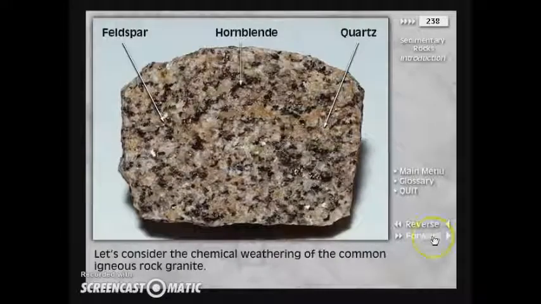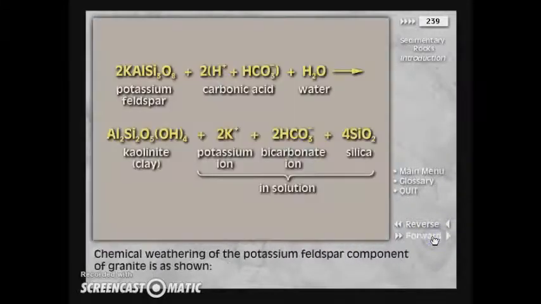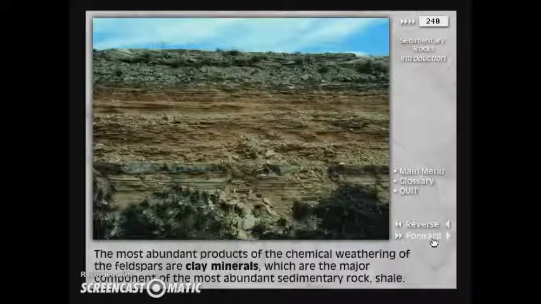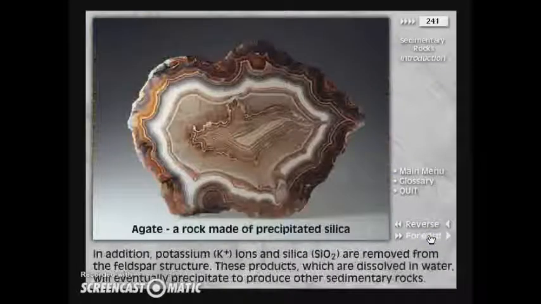Let's consider the chemical weathering of the common igneous rock, granite. Chemical weathering of the potassium feldspar component of granite is as shown. The most abundant products of the chemical weathering of the feldspars are clay minerals, which are the major component of the most abundant sedimentary rock, shale. In addition, potassium ions and silica are removed from the feldspar structure. These products, which are dissolved in water, will eventually precipitate to produce other sedimentary rocks.